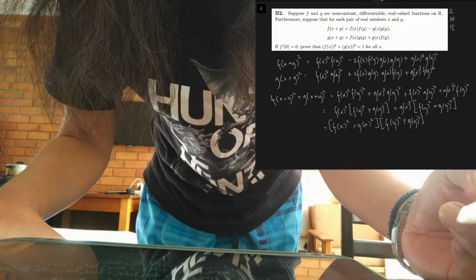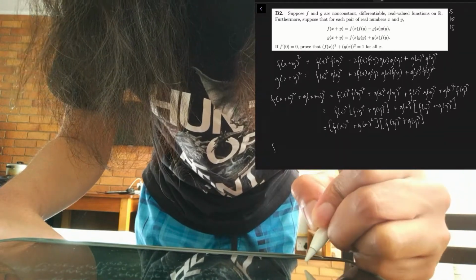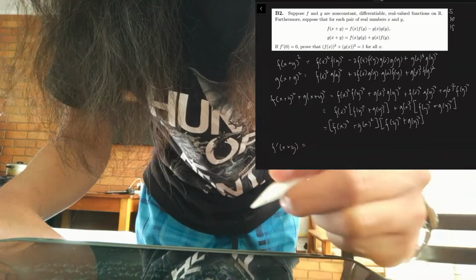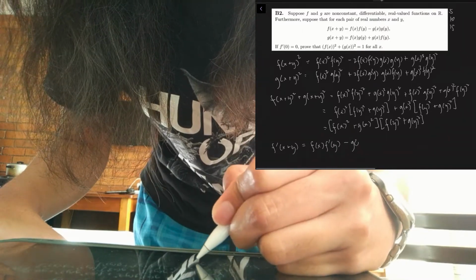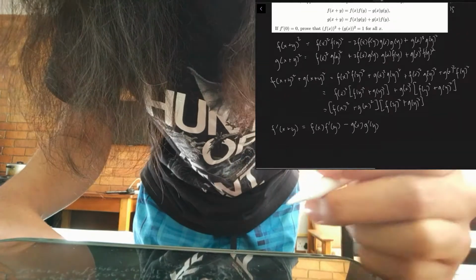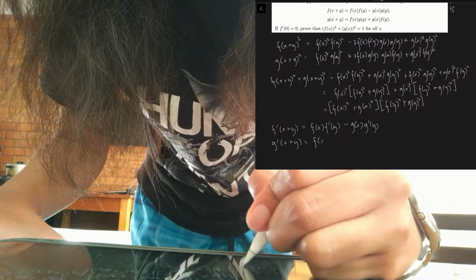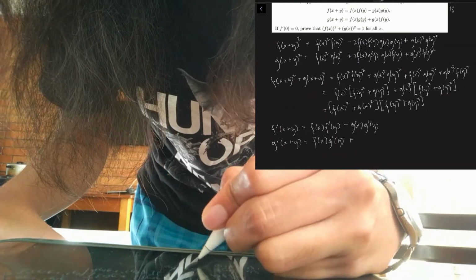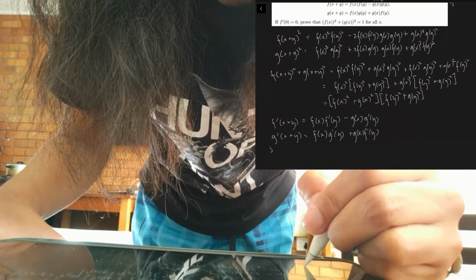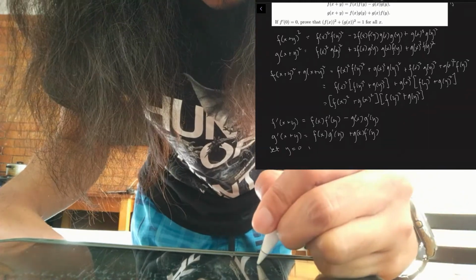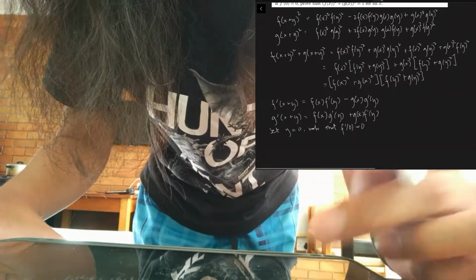f prime of 0 equals 0. So what I'm thinking is, let's take the derivative with respect to y of this guy. Okay, so this is equal to f of x, f prime y, minus g of x, g prime y, and also for the second one, g prime of x plus y equals f of x, g prime y, plus g of x, f prime y. And then we set y equals 0, and then note that f prime of 0 equals 0. That's given in the problem.